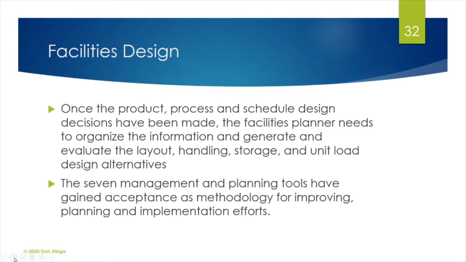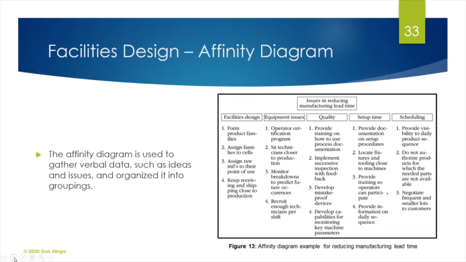Okay po. So, we have 7 MP tools or the management and planning tools. We have the affinity diagram. When we say affinity diagram, it is used to gather verbal data such as ideas and issues and organize it into groupings. In other words, we organize the large number of ideas into their natural relationships.